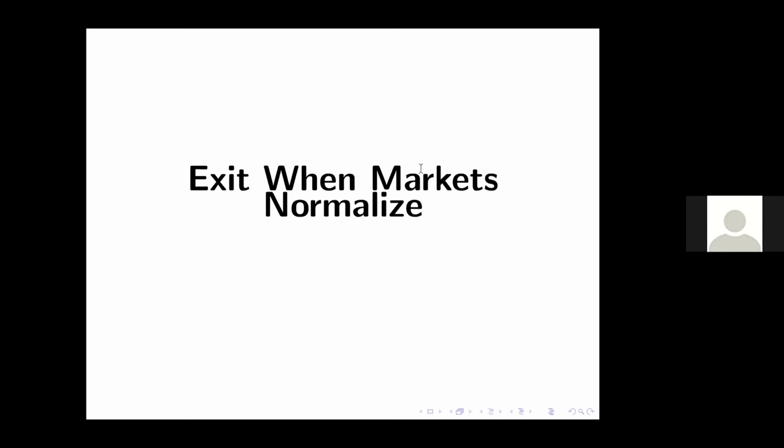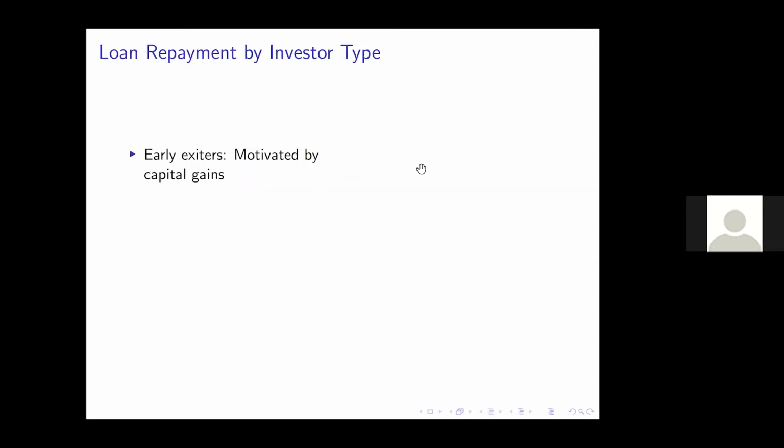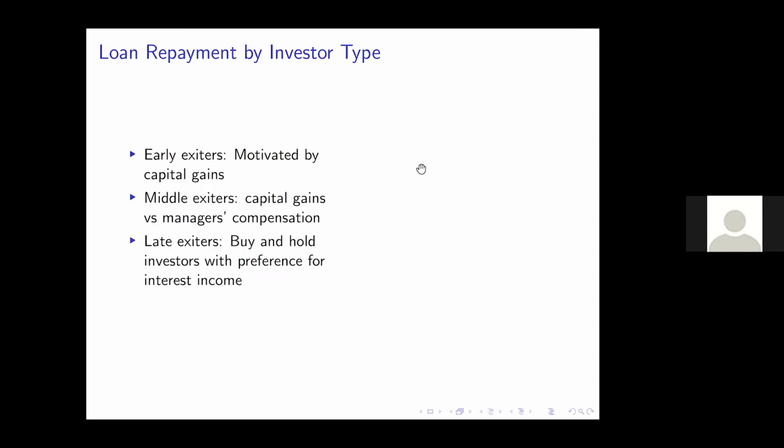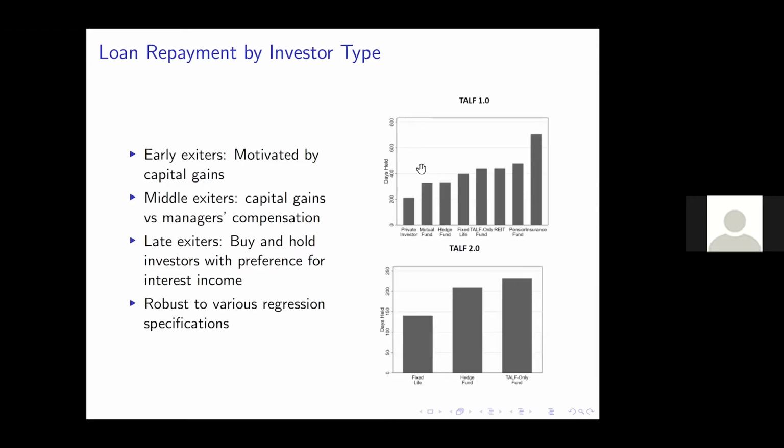So exit. Again, you could either sit out the term loan or you can prepay. So who exits early? It's those that are motivated by capital gains, meaning hedge funds. Then there are those that hold on a little longer, and they have a trade-off between capital gains and managers' compensation. Those include TALF-only funds. And then the buy and hold investors, such as pension funds. It's just a business model, right? They get term financing and they just hold it forever. And this is also what you can see in this chart: pension funds and insurance companies holding the longest, and the hedge funds and the private investors leaving early.